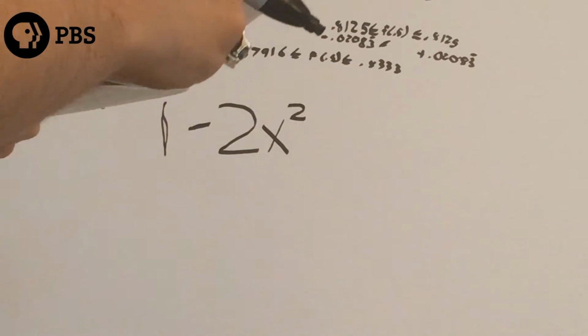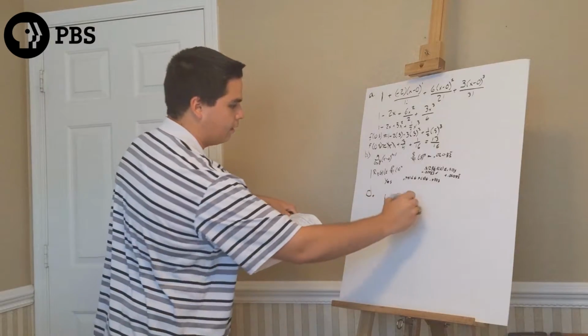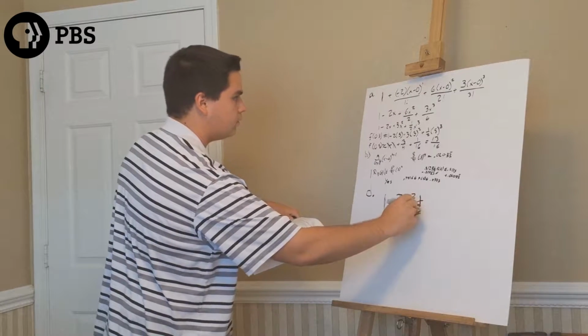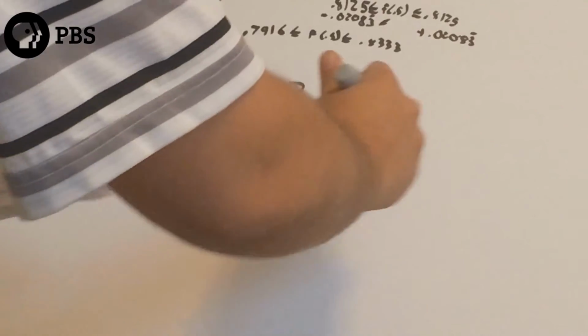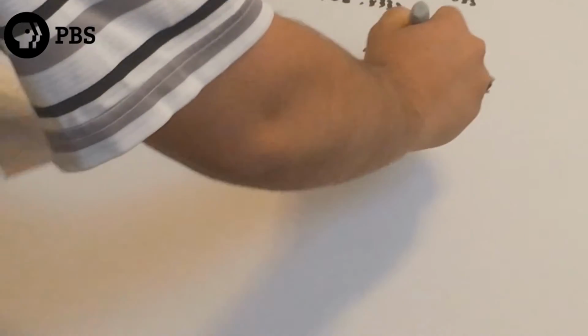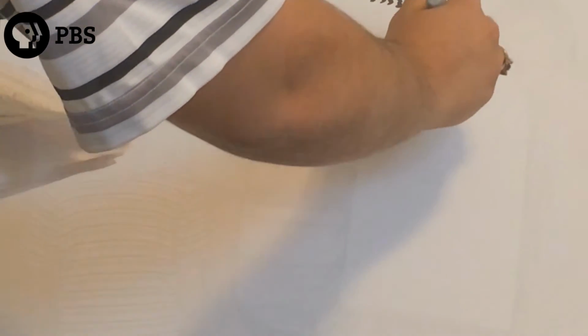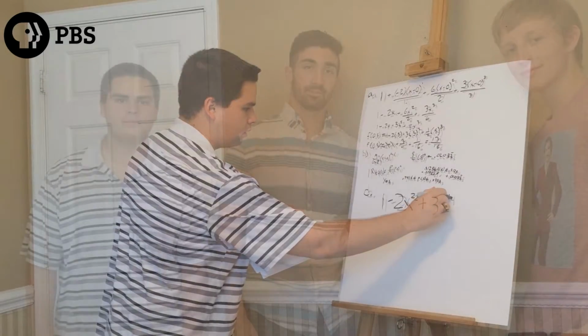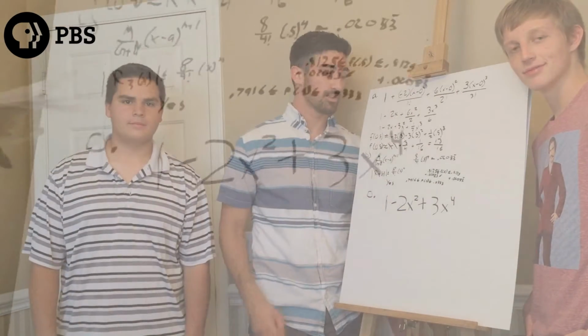Now, one more term. We just need to add the next term, plus 3. And we'll replace the x squared from earlier with an x to the 4th to square it, just like so. That's as far as you need to go because this is only a 4th degree polynomial.